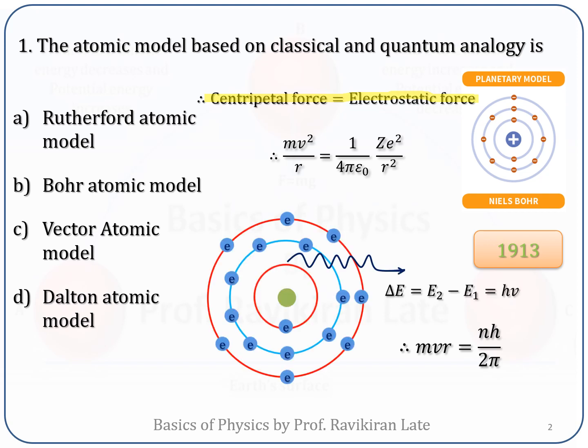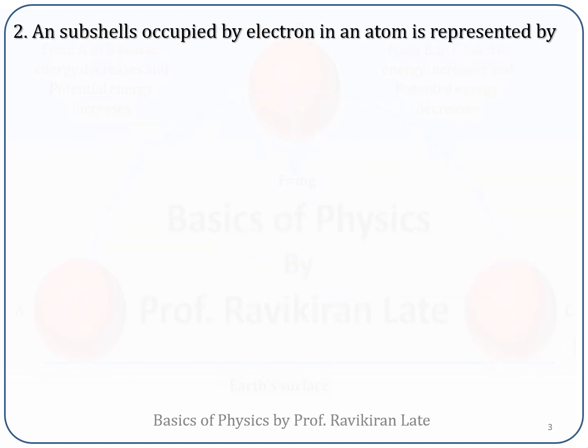He has used some concepts of quantum mechanics, and when an electron jumps from a higher energy orbit to a lower energy orbit, it emits a photon. So these three postulates we had seen in the planetary model, and this uses both the classical and the quantum analogy from physics. So the correct answer for this question is option B, Bohr's atomic model.